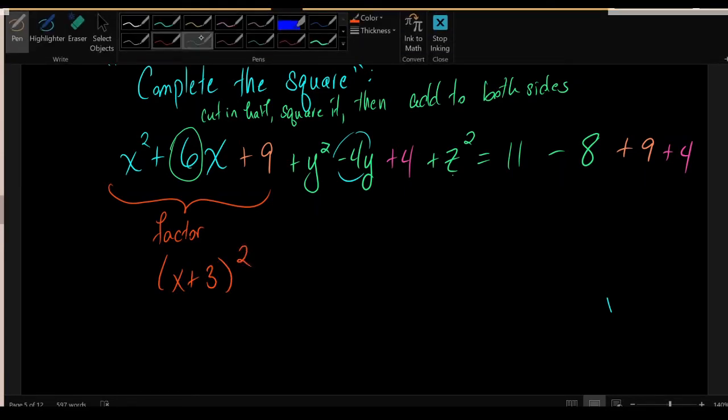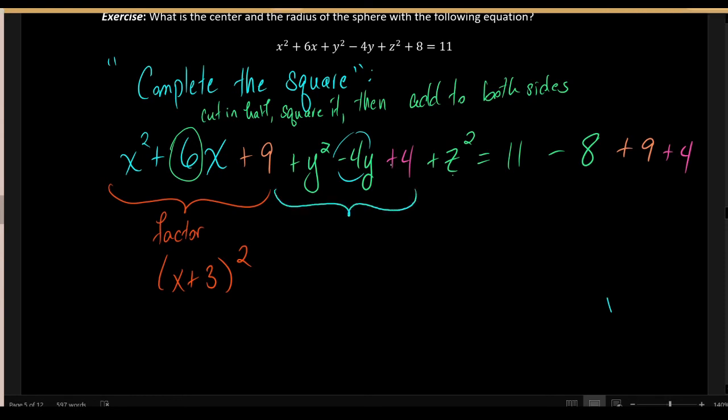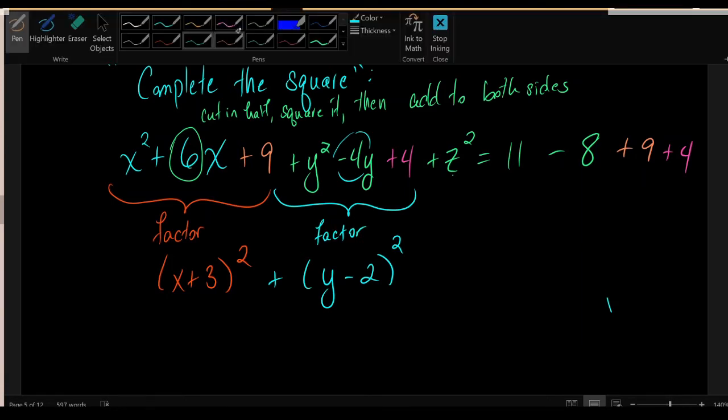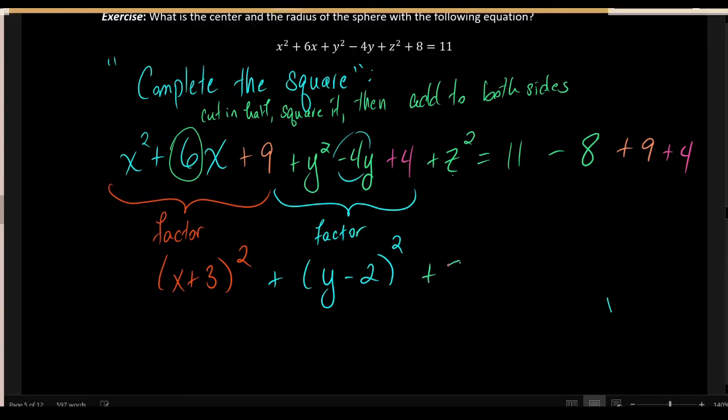The y terms can also be factored as a perfect square. This becomes y minus 2 quantity squared when those three terms are factored. Then we have z squared, which didn't have any problems. And on the far right side of the equation, we have 11 minus 8, 3. 3 plus 9, 12. 12 plus 4, 16.